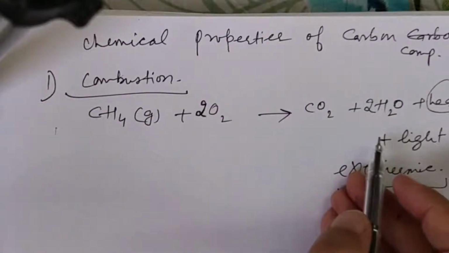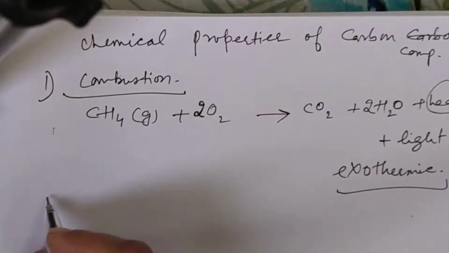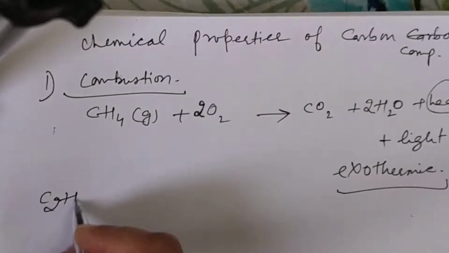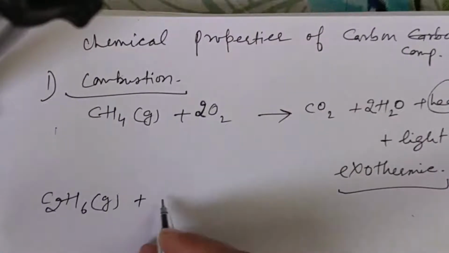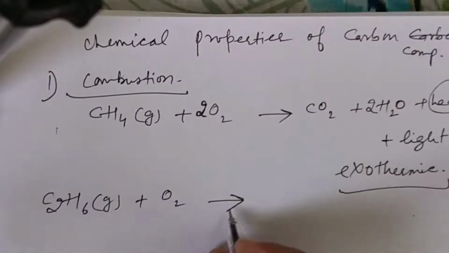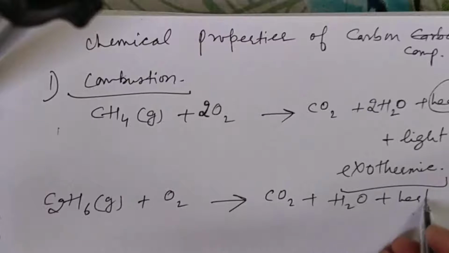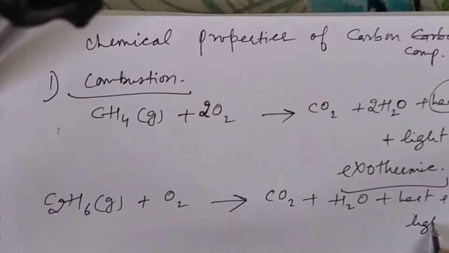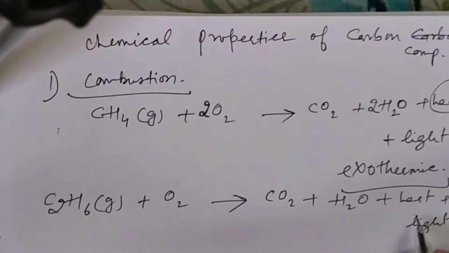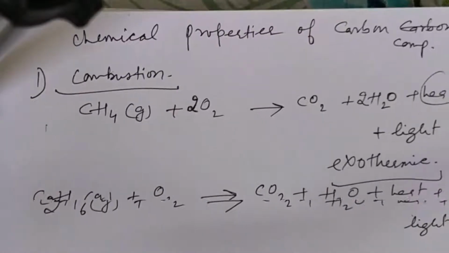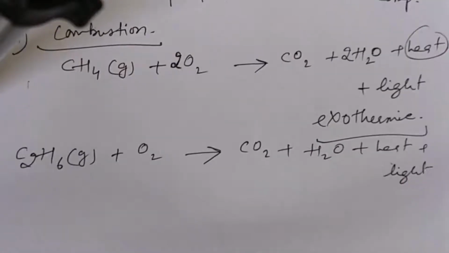Try to write down this equation also. Ethane, combustion of ethane, how will you write it down? Write it down now. With the enormous amount of heat and light produced in the reaction, it is also called an exothermic reaction. Students, balance the equation. How will you balance it?